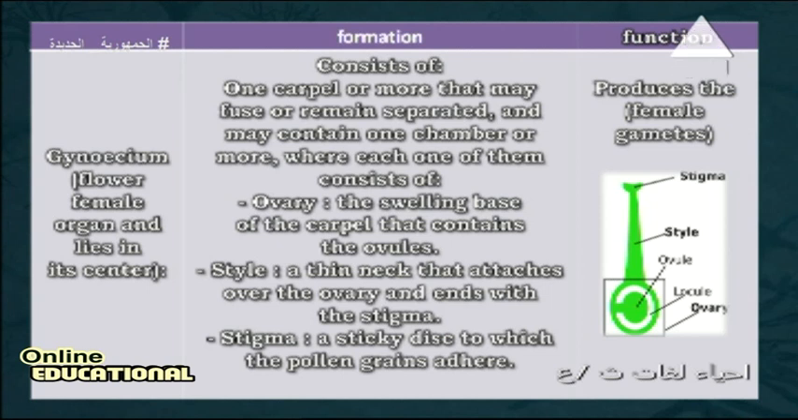After that, what is the style? Style is a thin neck that attaches the ovary and ends with the stigma, and the stigma is a sticky disc to which pollen grains adhere. Okay, this figure shows the stigma, style, and ovary, which contains the ovules.